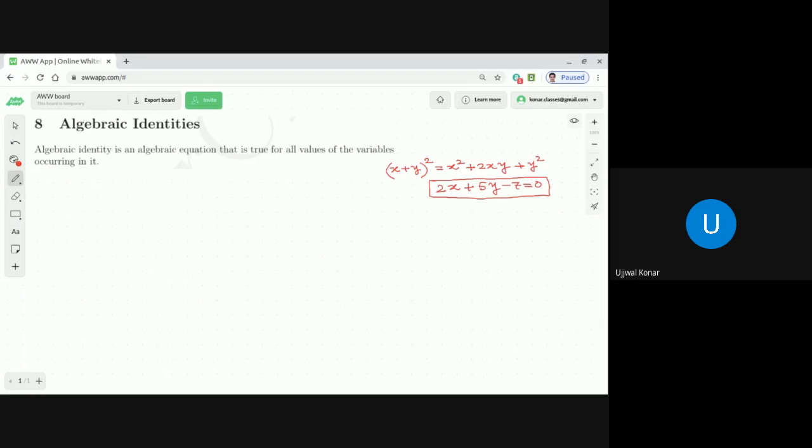So in brief, what I can say is that an algebraic identity is an algebraic equation that is true for all values of the variables occurring in it. Now I'm going to write a few algebraic identities, and I expect each one of you to open your notebook, write these down also, and remember all of them, so that you can apply these algebraic identities in the questions which will follow. Okay. In case anyone has any difficulty, please do let me know, and I will further explain.